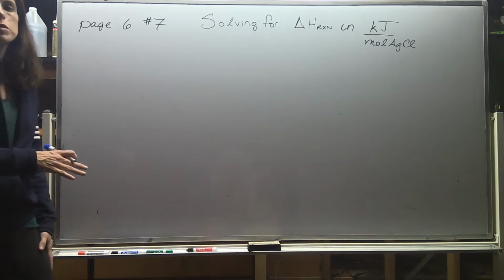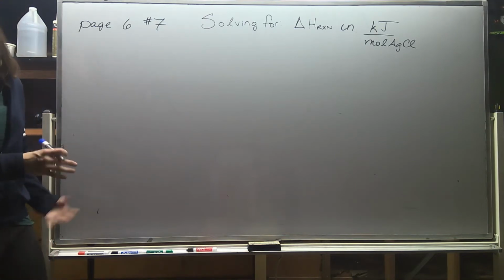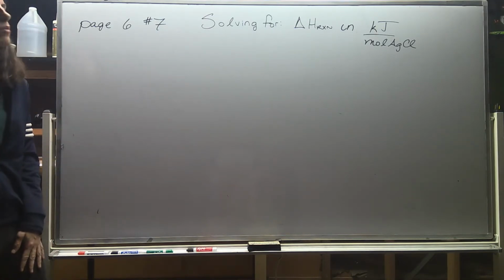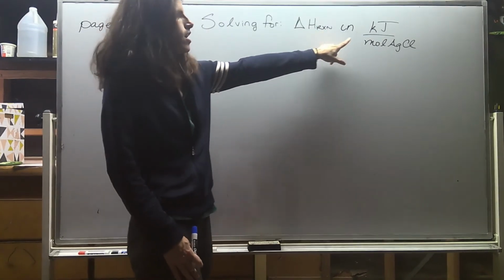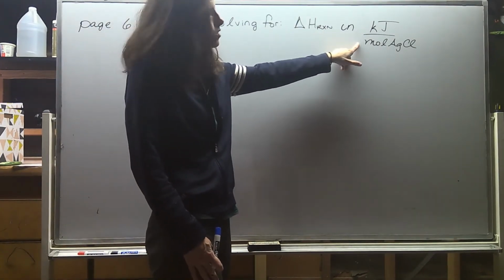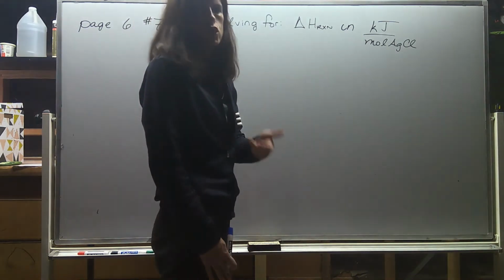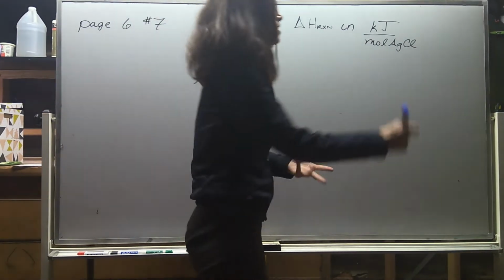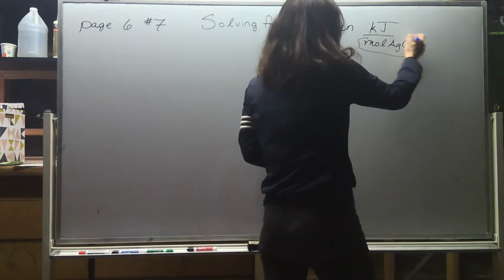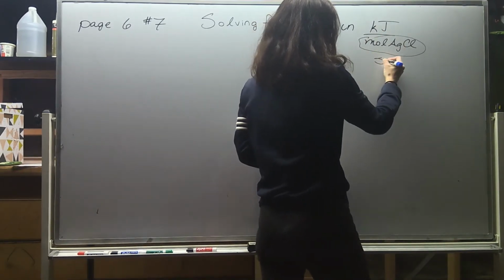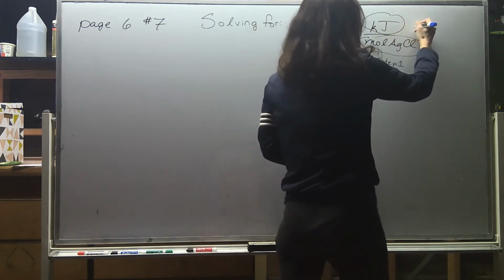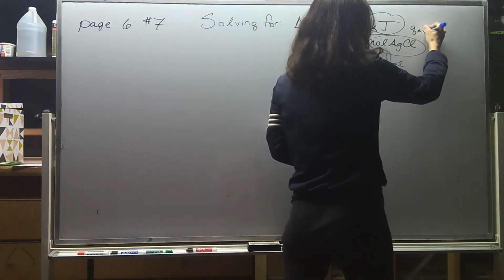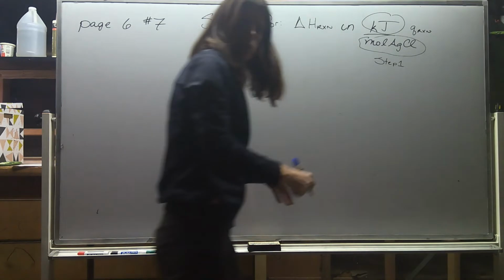Alrighty, let's look at problem number 7 together. It's super similar to the previous problem in that we're solving for the enthalpy of a reaction. And they were specific about the units. And with this information, we know the steps that we have to take. First step would be to solve for the moles of silver chloride. And then our second step will be to get Q of the reaction, so then we can divide the two.